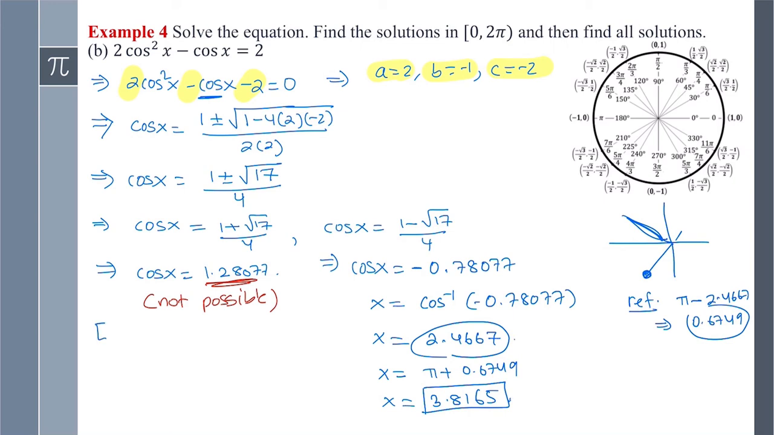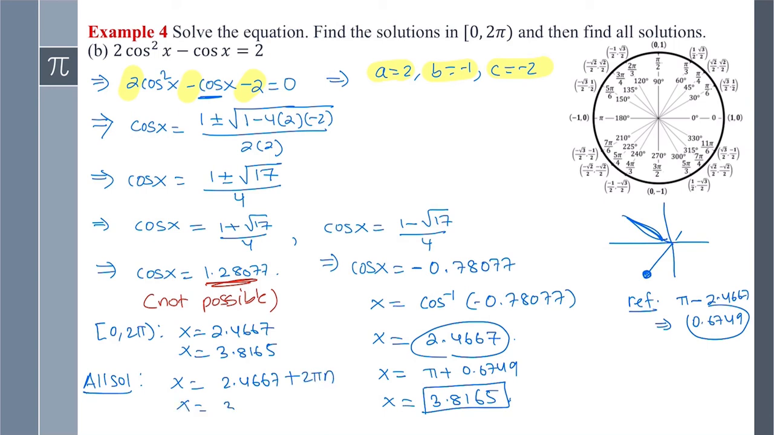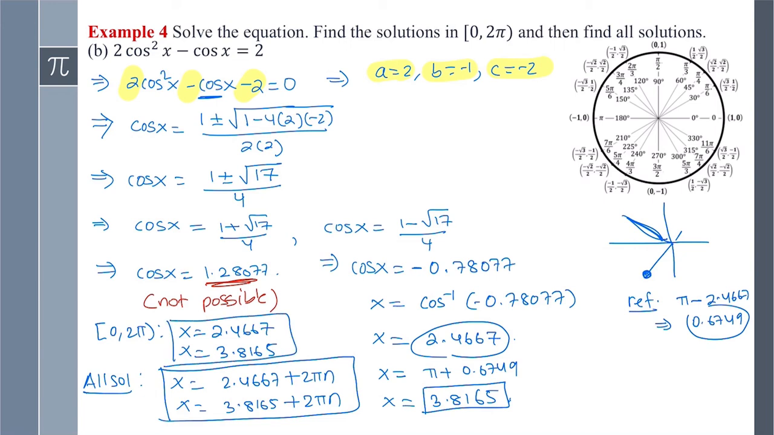In the interval 0 to 2 pi, the solution is x equals 2.4667 and x equals 3.8165. And for all solutions, x equals 2.4667 plus 2 pi n, and x equals 3.8165 plus 2 pi n. So this is all solutions, and the other is the solution in the interval 0 to 2 pi.